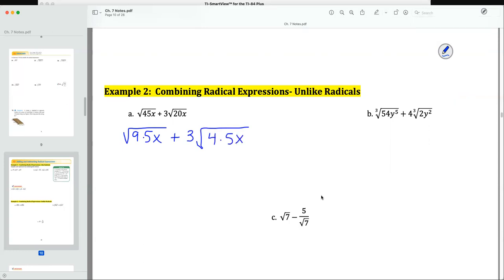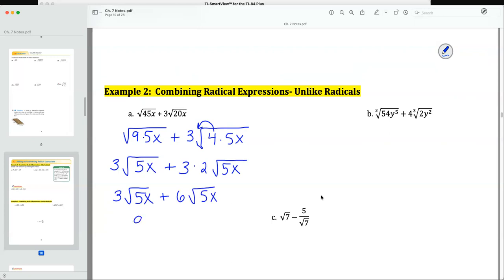And as soon as you see that, you should see, they're going to have the same thing now. We can see the 5x will be left over. We're going to take the square root of 9 that comes outside of the root. So we have 3 times the square root of 5x plus we have a 3 here. And when I take the square root of 4 out, that's going to equal 2. And it gets multiplied with the number in front that was already there. So it's going to be 3 times 2 times square root of 5x, and that's really 6 times the square root of 5x. So we have 3 times the square root of 5x plus 6 times the square root of 5x. That's 9 times the square root of 5x.